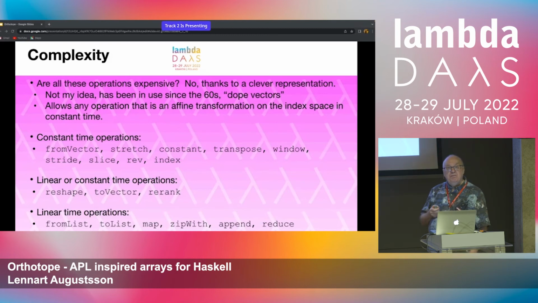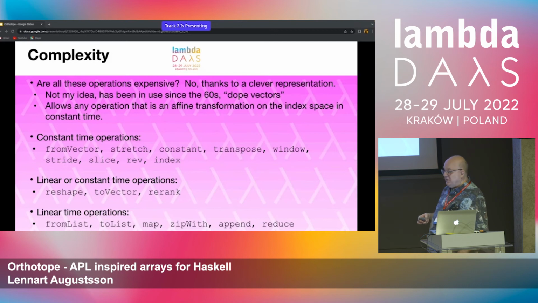As I briefly mentioned before, a lot of these operations are actually constant time, and this is not a new idea. It's using something called dope vectors, which I will show you in just a moment. That was invented in the 60s, and they're also used in some early APL implementations. So dope vectors are independent of APL, but APL used this representation in some implementations, I think from the 60s, possibly the 70s.